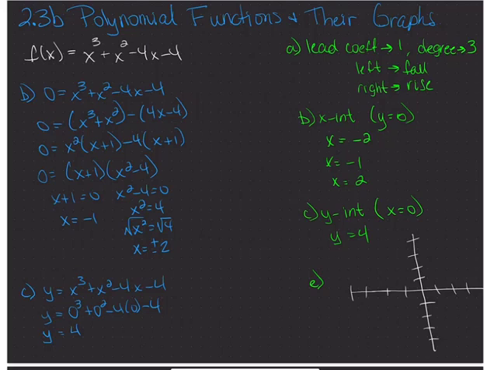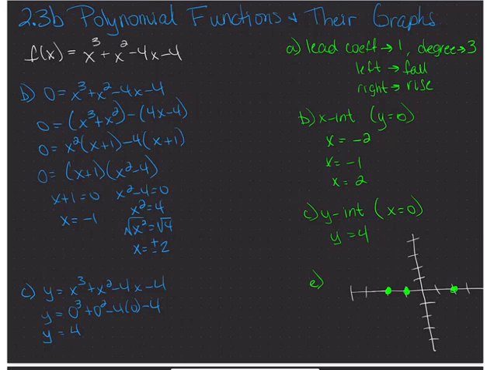So what I'm going to do is go through and mark my important points that I found. I know my x-intercept was when x equals negative 2. That's an important point. When x was negative 1, that was an important point. And when x was 2. So that took care of my x-intercepts. I know my graph has to do something with those 3 points.